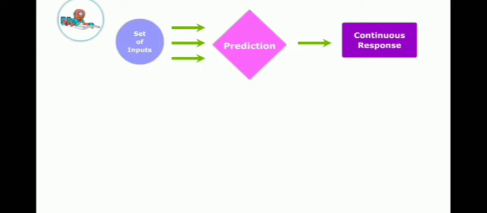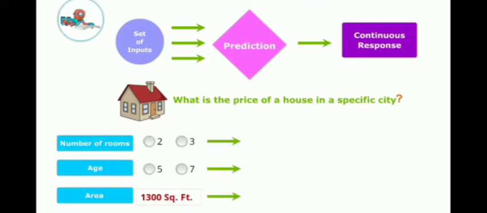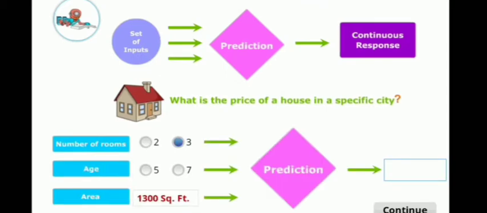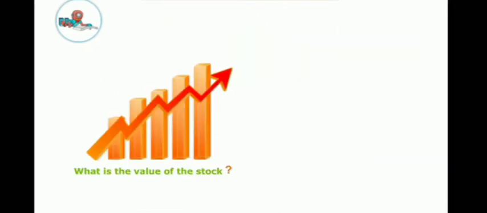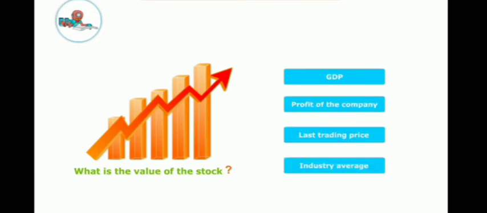In regression problems, the output is predicted as continuous response based on a set of inputs. The output variable is a real or continuous value such as salary or weight. Some examples are: what is the price of a house in a specific city? Based on inputs like location, number of rooms, area, age, etc. What is the value of the stock? Based on inputs like GDP, profit of the company, industry average, last trading price, etc.